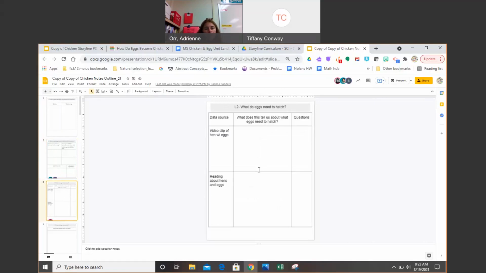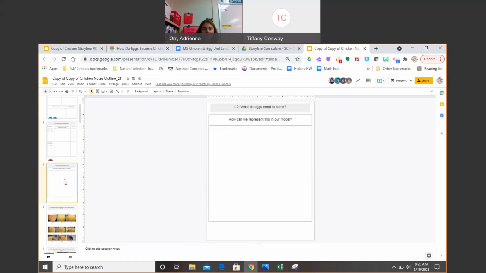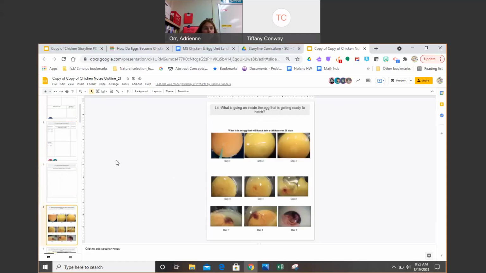Lesson 2 is where you start to get into what do they need, and thinking about how we could set up an incubator. Most of the time, there's usually 1 or 2 kids every year that have had chickens, or grandparents have had chickens or whatever. So they have some sort of idea of incubating and what they need to do. And then again, how can we represent this in our model? That's that model tracker we added in.